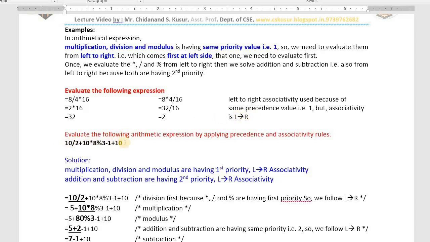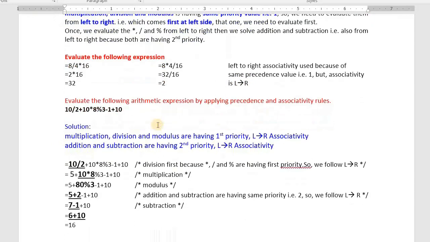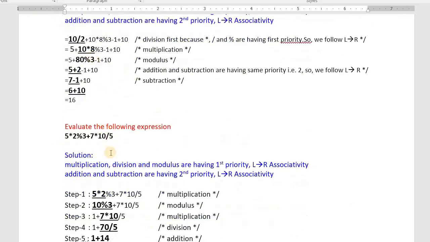Evaluate the following expression. Okay. In the next class, I will explain these two examples. Don't forget to see the next video.